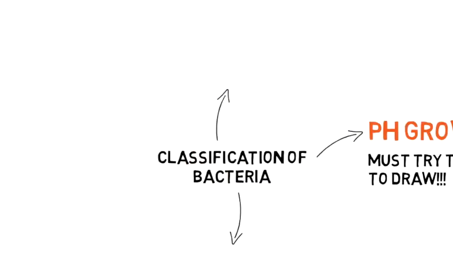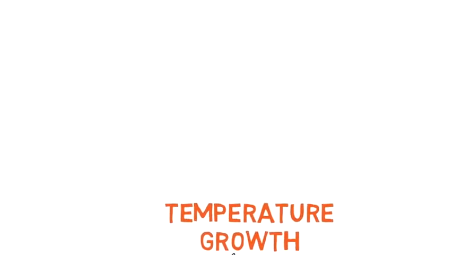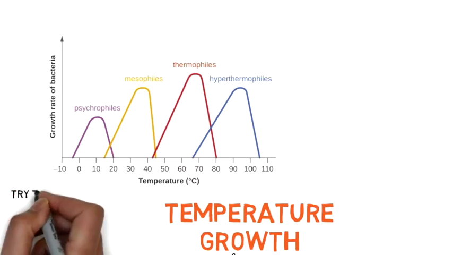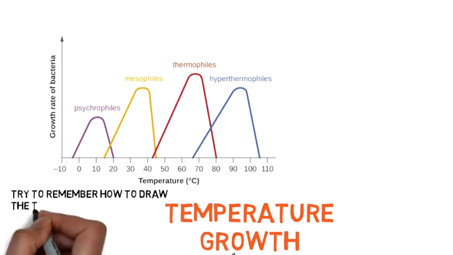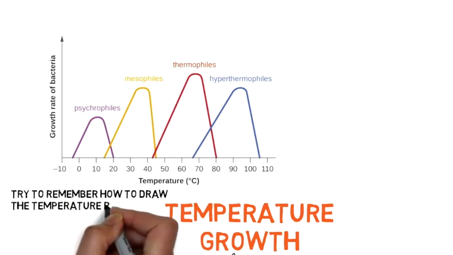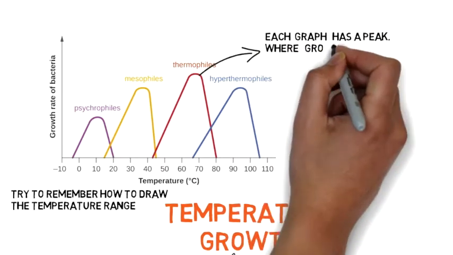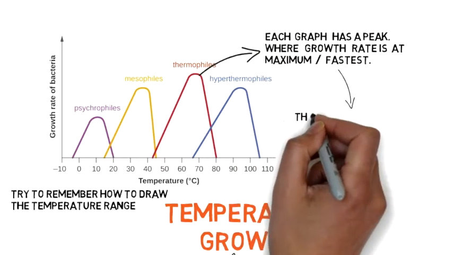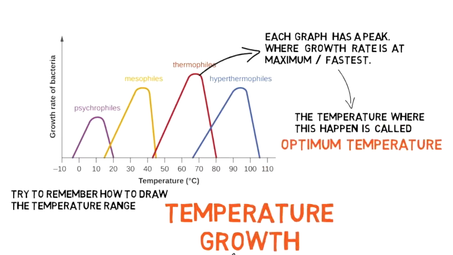The third one is the temperature growth. Again, students are required to be able to draw this graph for their examination. We have psychrophile, mesophile, thermophile, and hyperthermophile. If you see the peak of each graph, it corresponds to the maximum growth rate, where the temperature is what we call the optimum temperature.